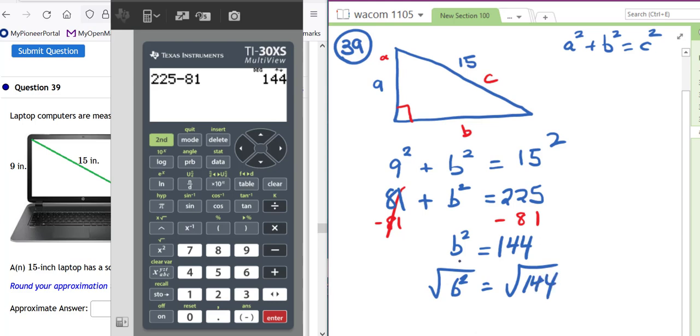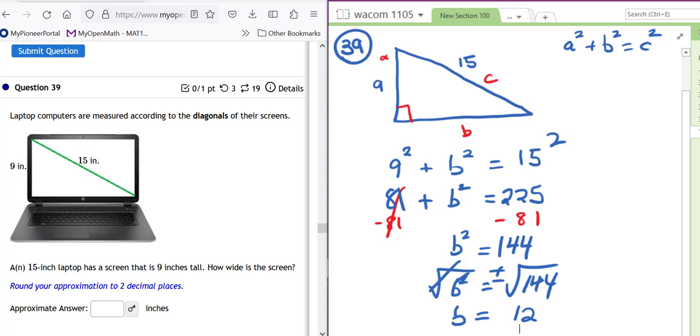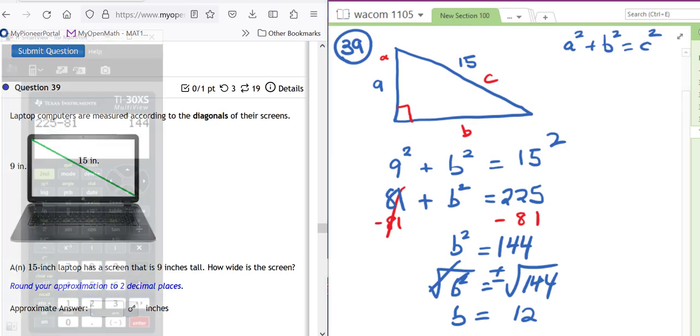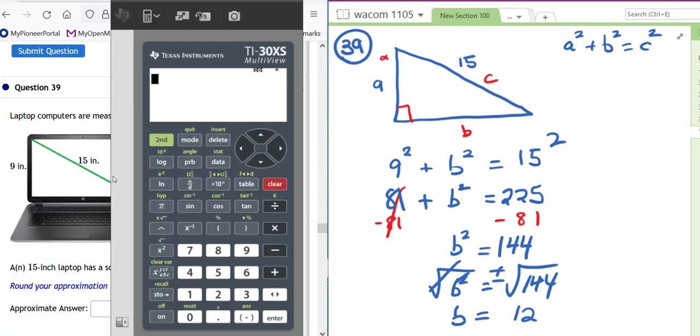And when you do this on your regular equations, you get plus and minus. Because it has length, we're not going to want the negative one. So we're just going to take the positive square root because it's a real world problem. And it's a perfect square. You could have put it in your calculator. It will give you 12. So make sure you can do that.